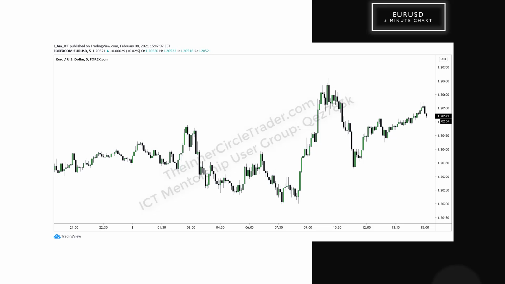Alright, so we're looking at the euro dollar. This is our 5-minute chart. Now this isn't going to be a prompt every single time. I'm kind of tired of saying it. So you just know, as soon as I load the chart up without any annotations, be prepared to pause it.